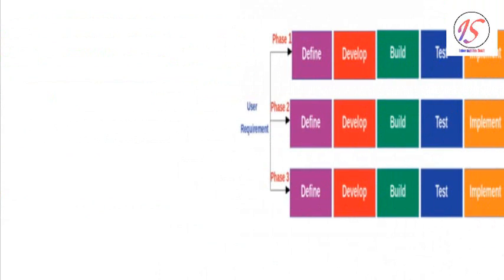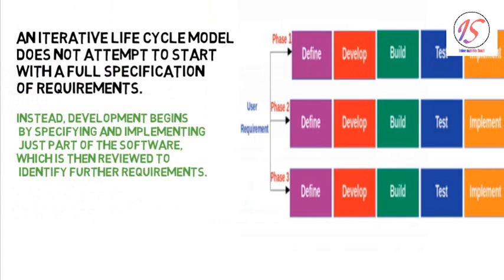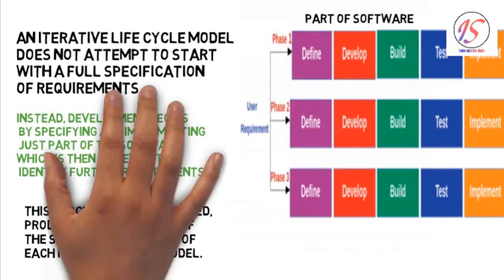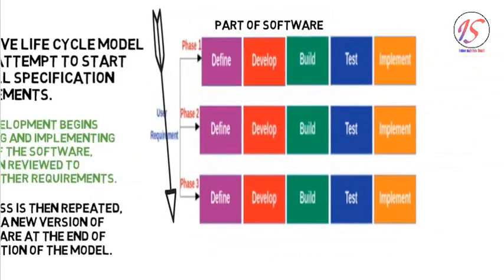An iterative life cycle model does not attempt to start with a full specification of requirements. Instead, development begins by specifying and implementing just part of the software, which is then reviewed to identify further requirements. This process is then repeated, producing a new version of the software at the end of each iteration of the model.